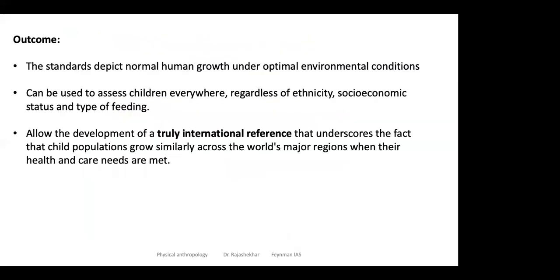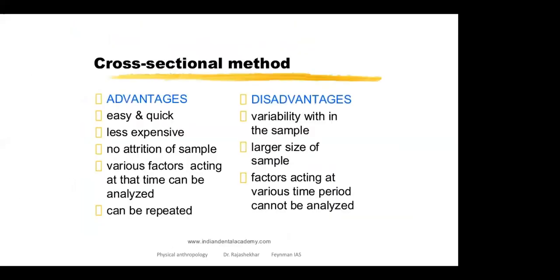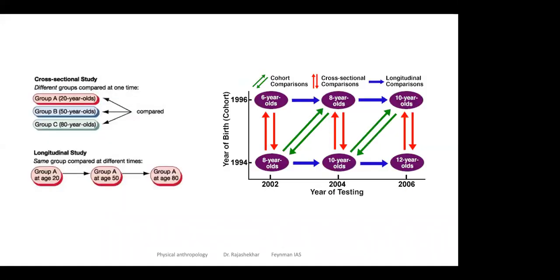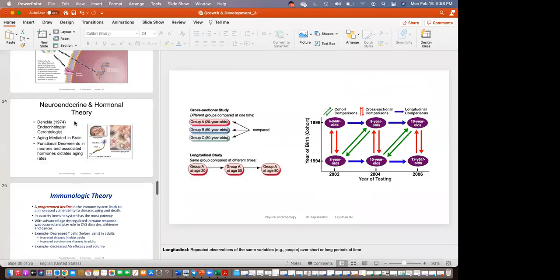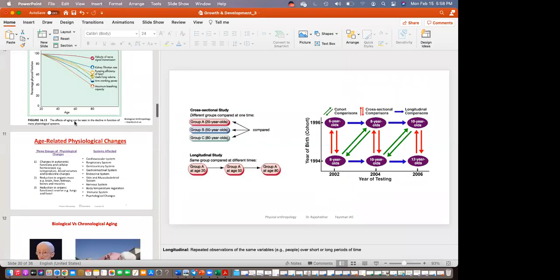Right. So next, I'll briefly talk to you about the next topic, which is the concept of aging. Aging and senescence. We're going to briefly go over those components so that tomorrow I can go into the different theories plus the concept of somatotyping. So today we are going to focus on aging and the concepts of biological aging and chronological aging.